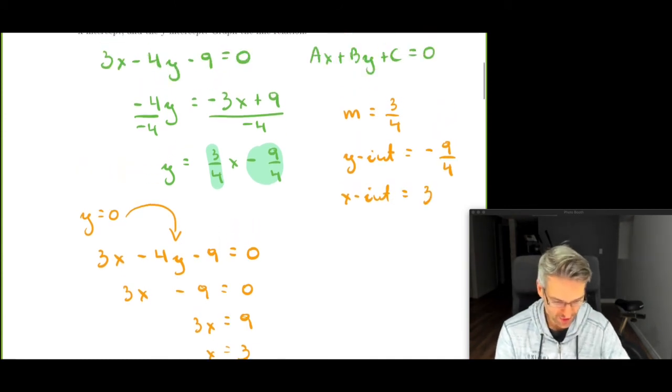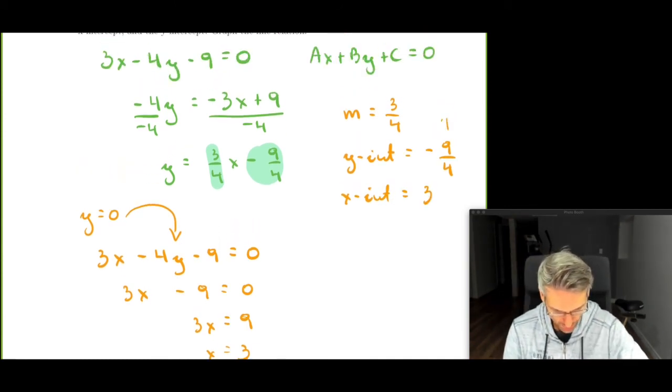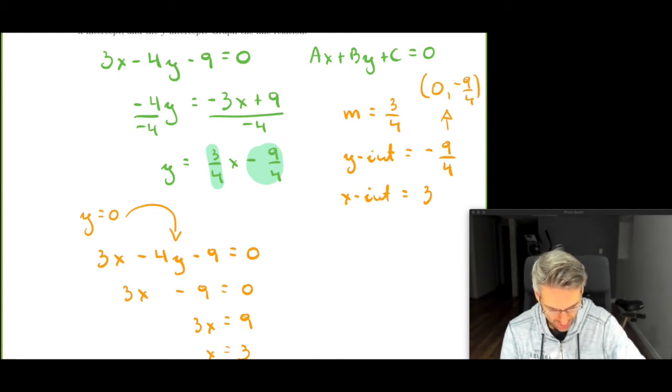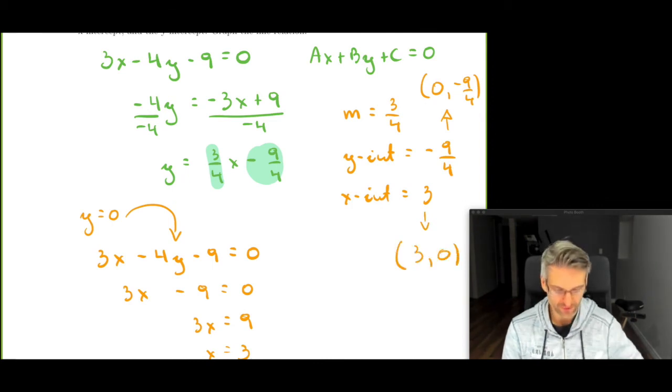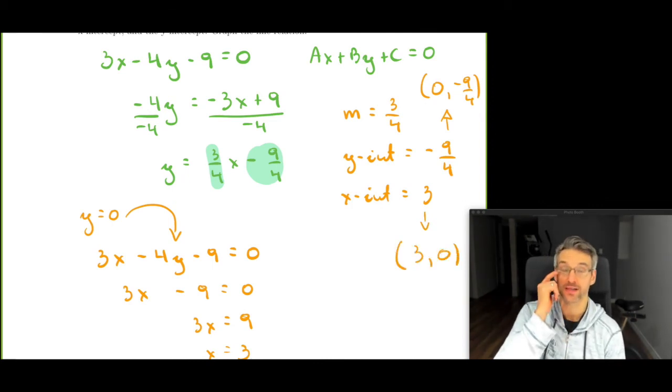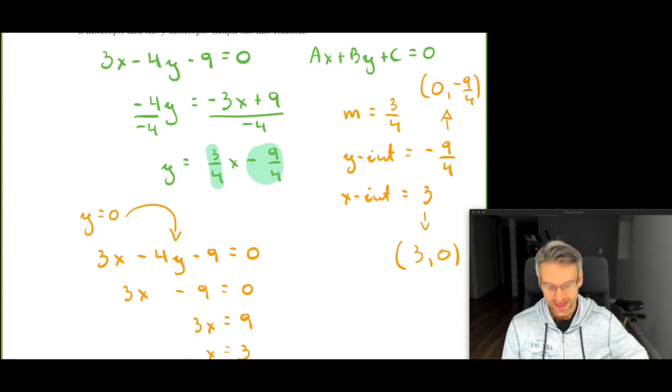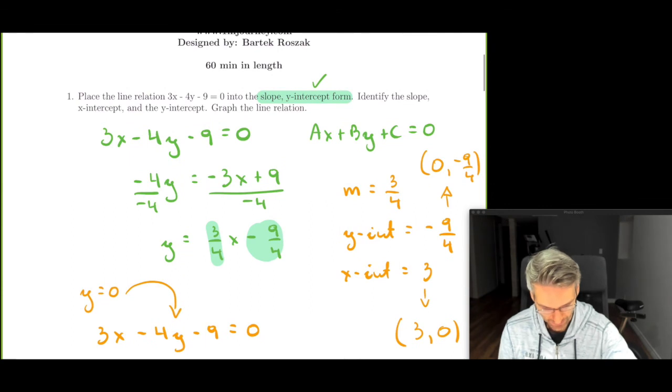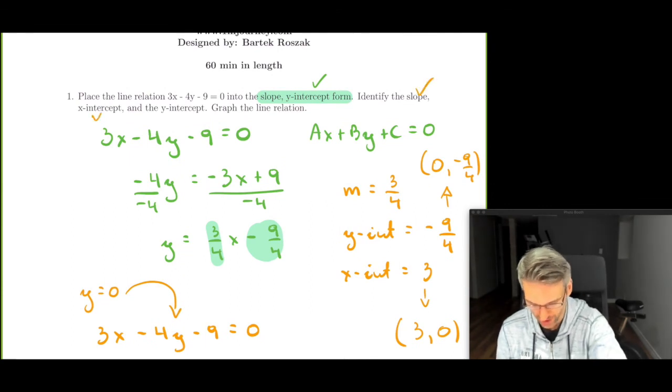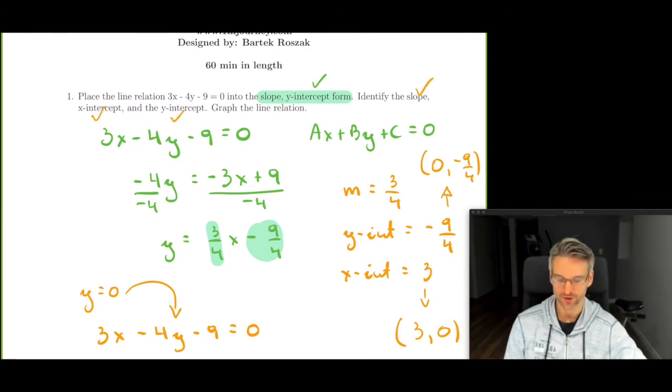Now, sometimes your teachers may want this as a point. So please don't forget that the y-intercept is the point where it's 0 at x, and then your x-intercept here would be 3, 0, if they wanted an actual point itself, because that's exactly where it intercepts. So that solves our second part. So we've solved all of that.